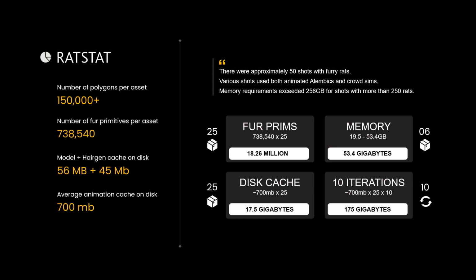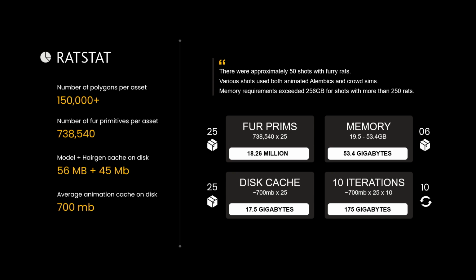So on the right-hand side, I've just multiplied this one asset by 25 because we were exporting 25 rats from Maya to Houdini in Alembic. So 25 rats give you 17.5 gigabytes, and only 10 iterations of this shot add up to 175 gigabytes. Now, it may not be a big number, but in a studio setup you have multiple shows running, and depending on how many shots you're doing, this number can pile up pretty quickly, and any savings that we can make are good.